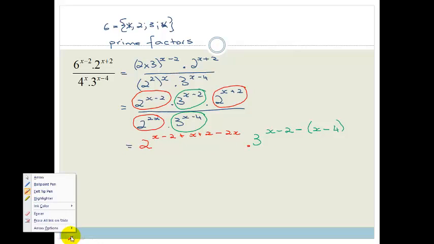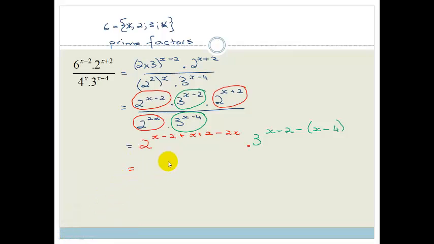Okay, so now let us go back to our red. Okay, so what does this become? It becomes 2, and we're going to make it nice and easy by adding our like terms. So we've got x plus x is 2x minus 2x is 0. Awesome. Minus 2 plus 2 is 0. So that's 2 to the 0. Now before I carry on, we know that anything to the 0 is just 1. So I can replace that with a 1, which is awesome.